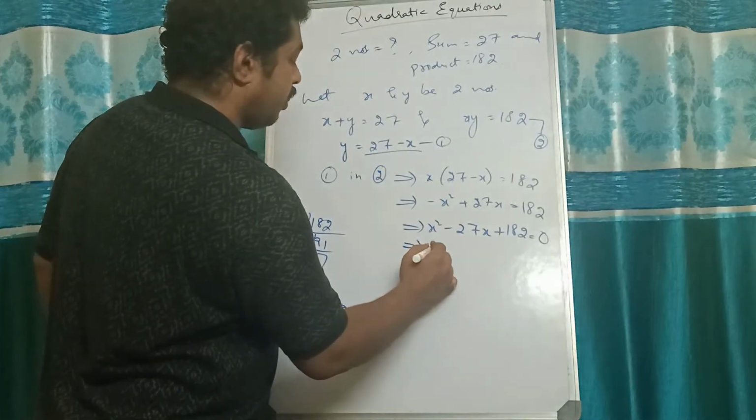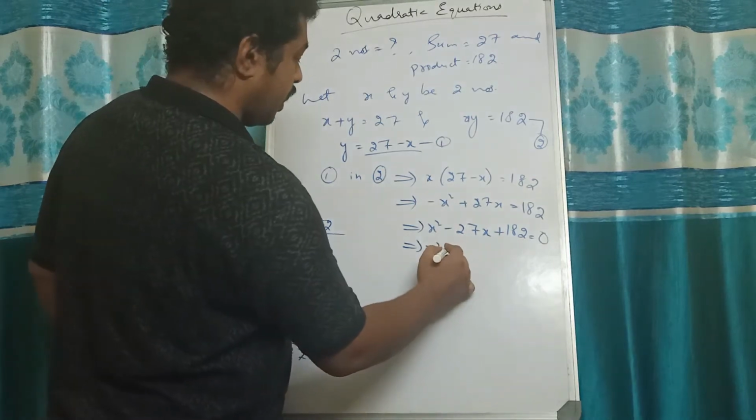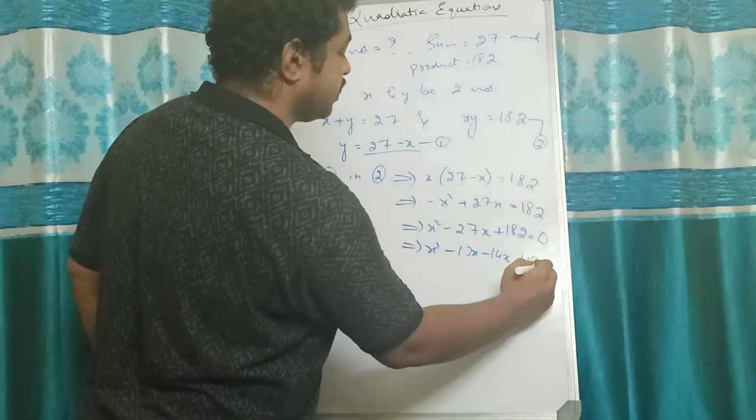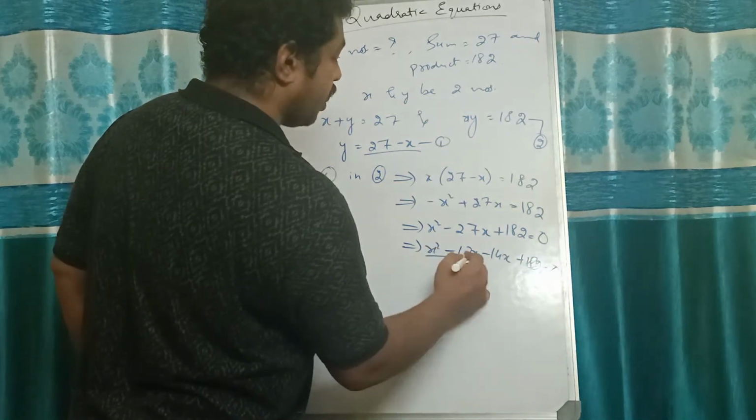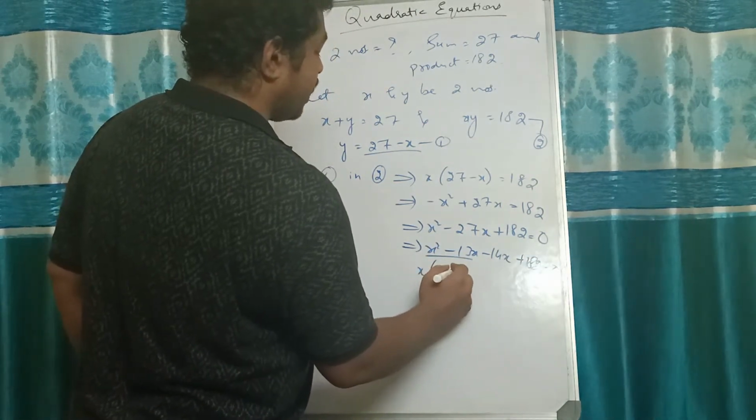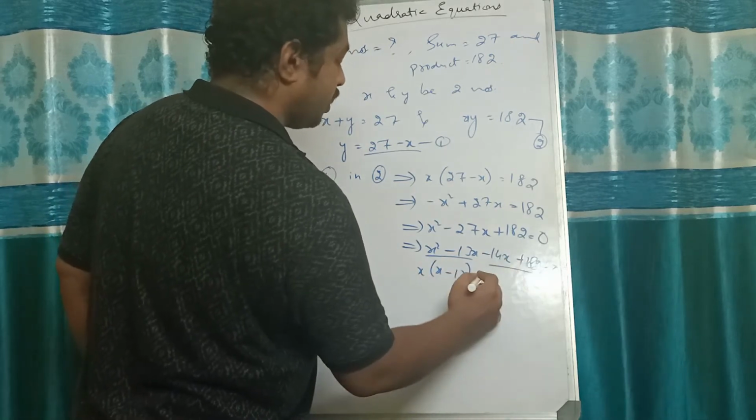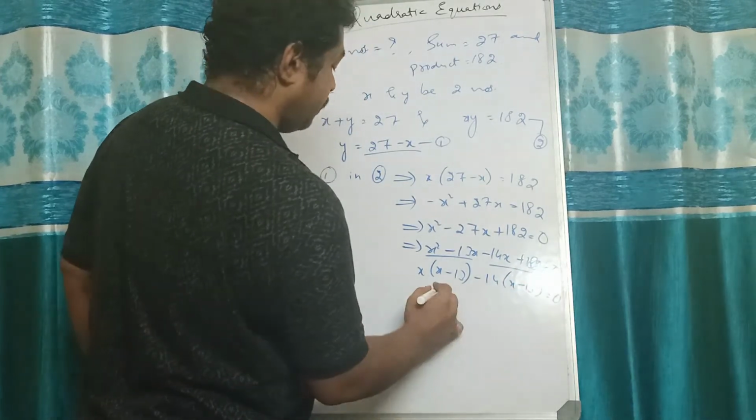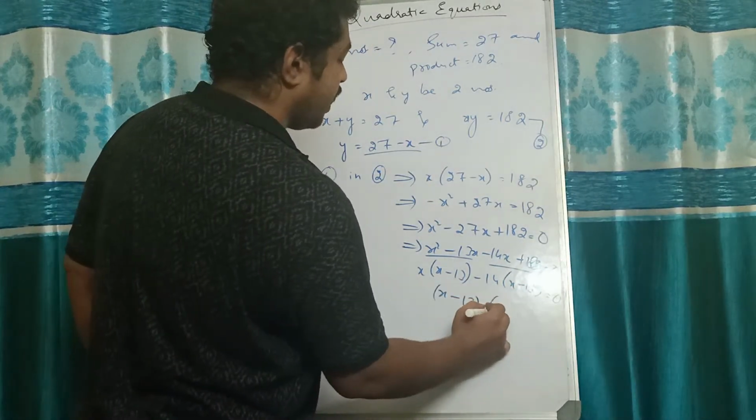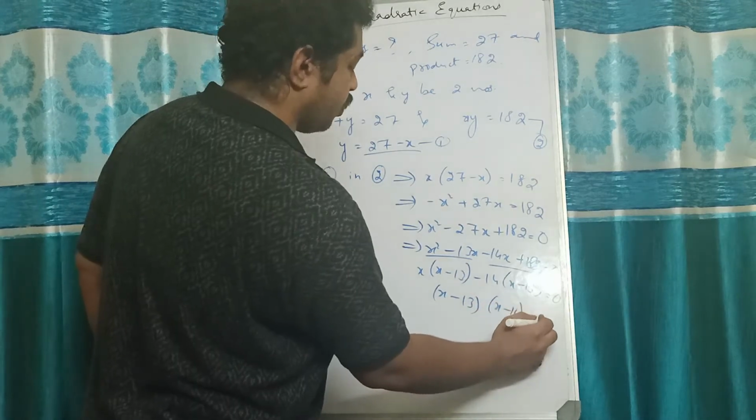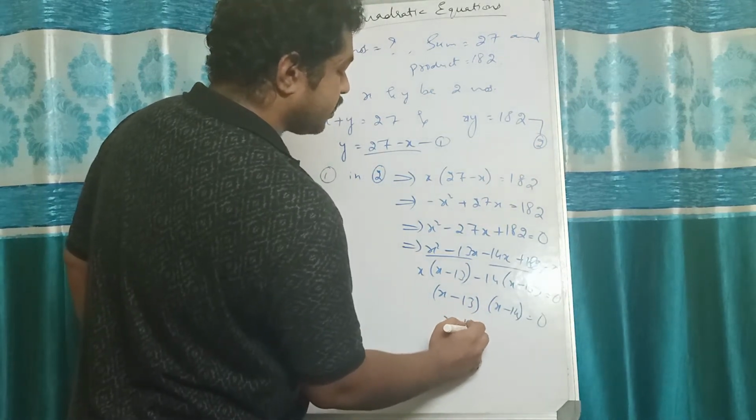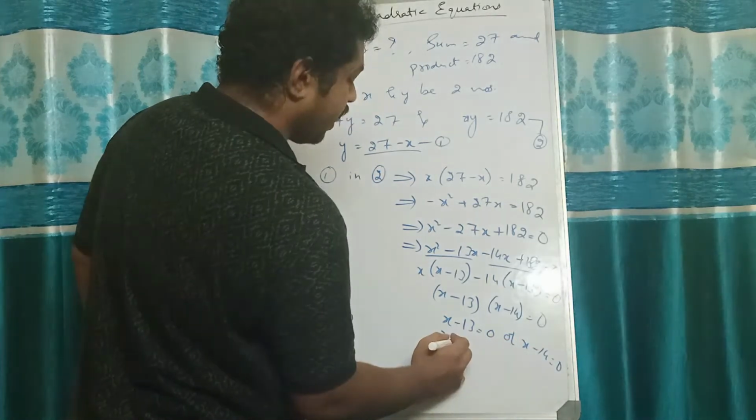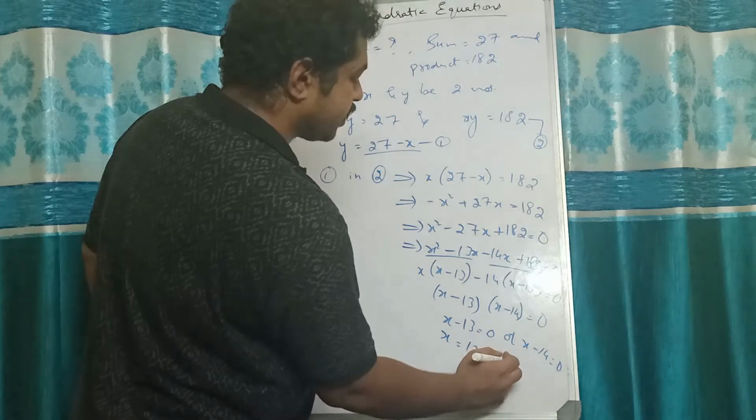So I'll split the middle term here like minus 13x and minus 14x, and the last term, equal to 0. And now taking out the common factors, x times (x minus 13), and in the second two terms it's minus 14 into (x minus 13) again, equal to 0. So (x minus 13) times (x minus 14) will be equal to 0. So either x minus 13 equals 0 or x minus 14 equals 0. So x will be equal to 13 or x is equal to 14.